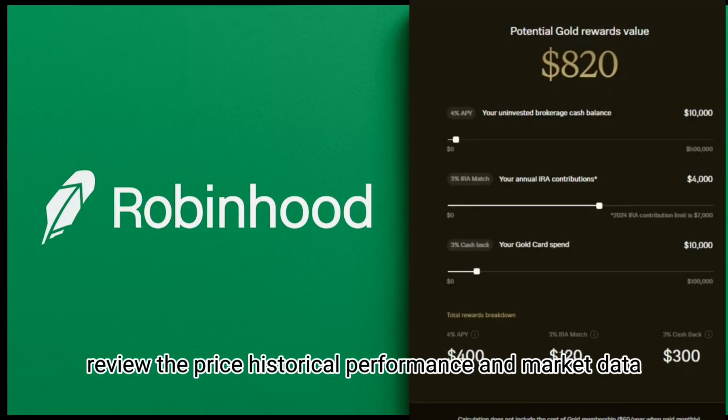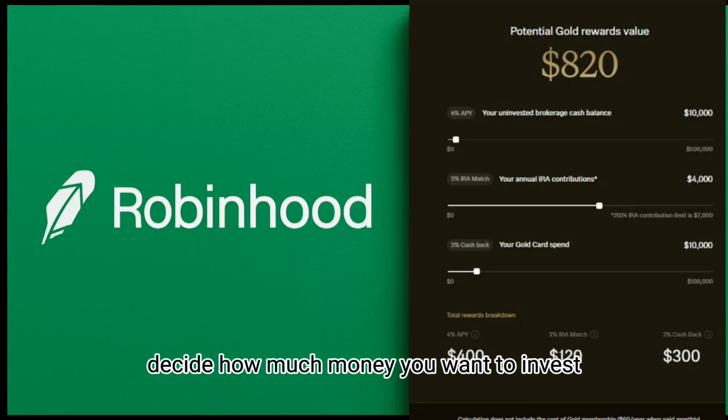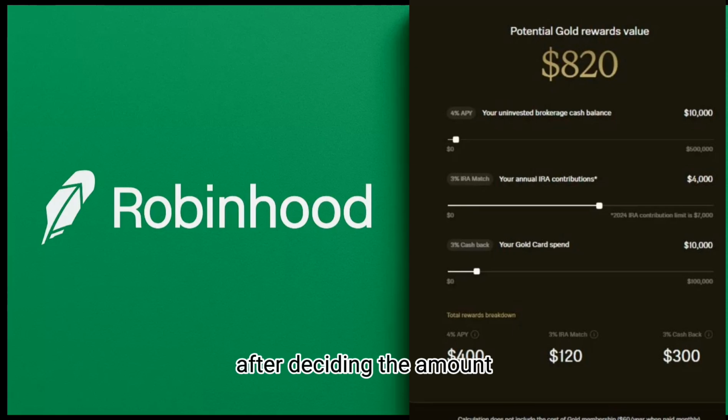Review the price, historical performance, and market data. Decide how much money you want to invest. After deciding the amount, choose the order type.